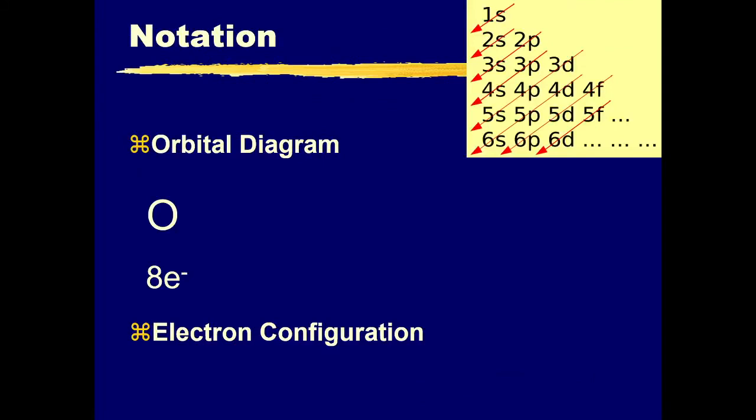Okay, let's begin now with our orbital diagram. So let's consider the element oxygen. How many electrons are there in the element oxygen? What's the atomic number of the element oxygen? You try to look at your periodic table. The element oxygen has an atomic number of 8.